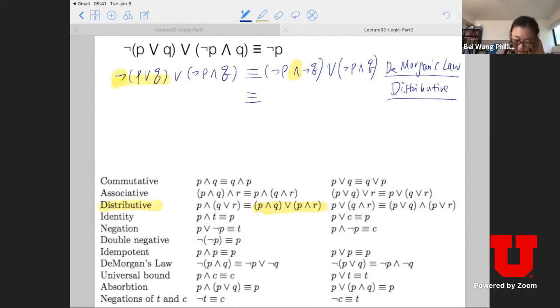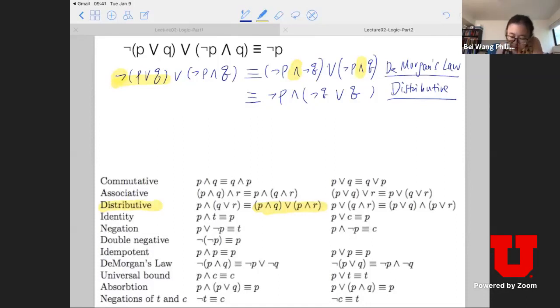Now I have a shared term, which is not P. I'm going to bring it outside. Of course, it's an AND operation because I have 2 AND operations here. Since I factored it out, what's remaining is an OR operation. So this is by applying the distributive rule.